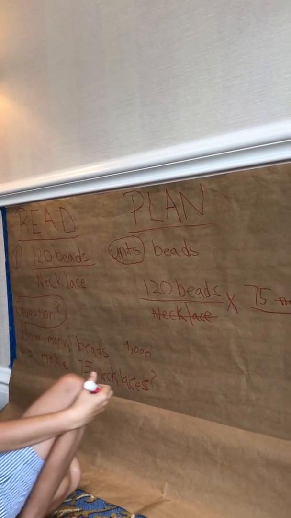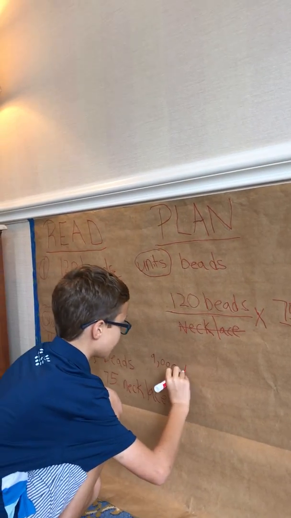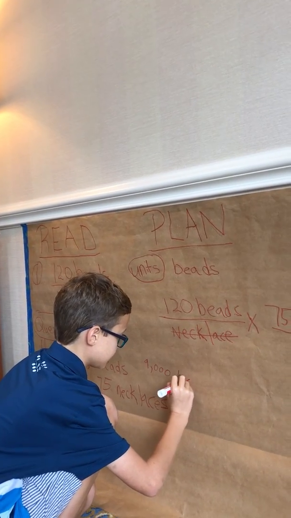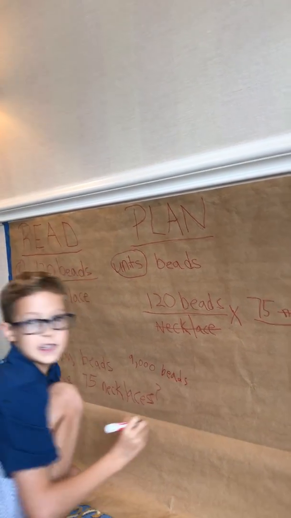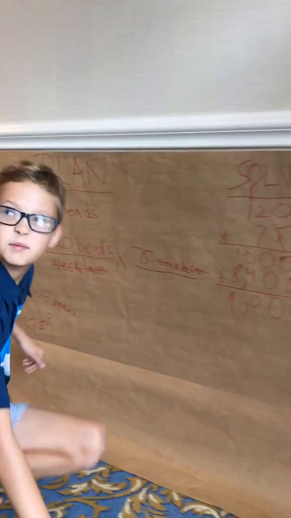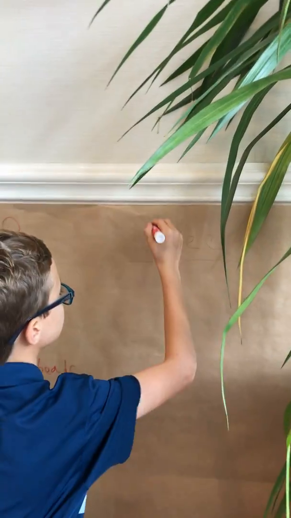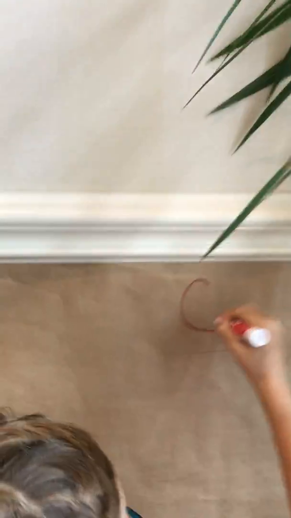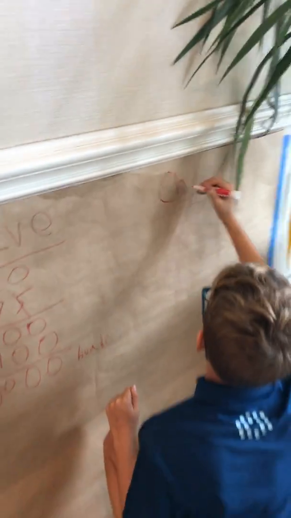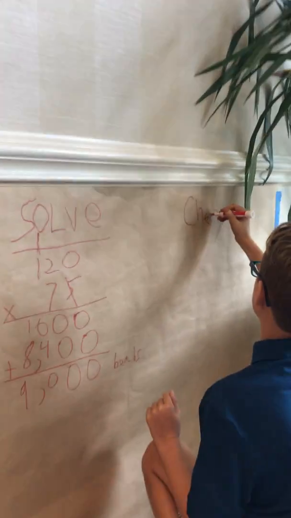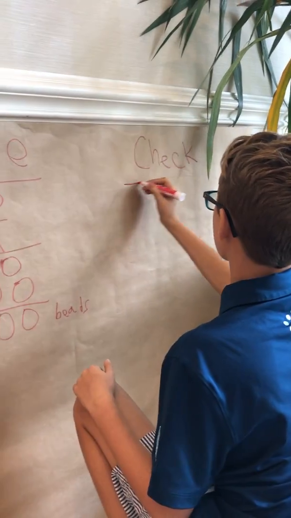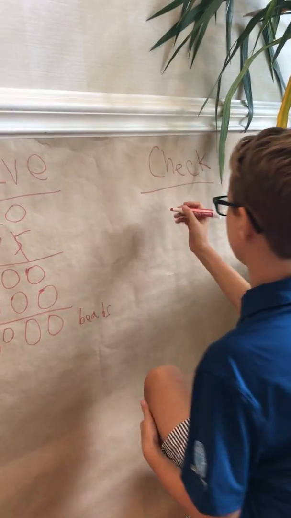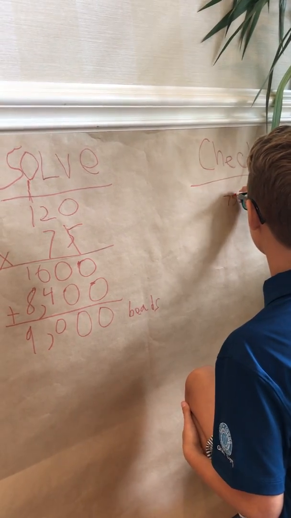How many beads to make 75 necklaces? 9,000 beads. That's a lot of beads. Now you check to see if that's the right answer. And to do that, you can flop them around.